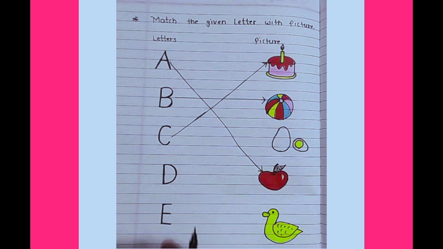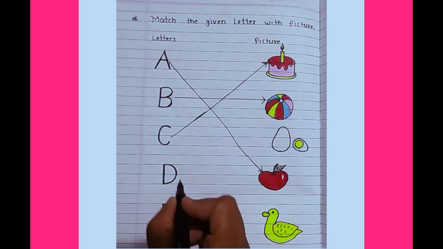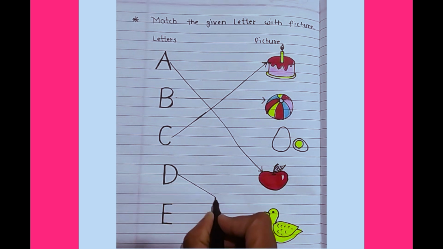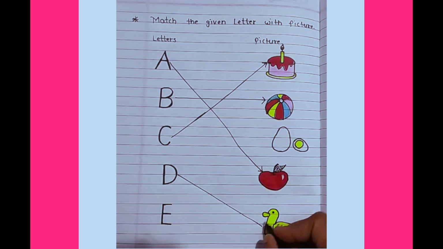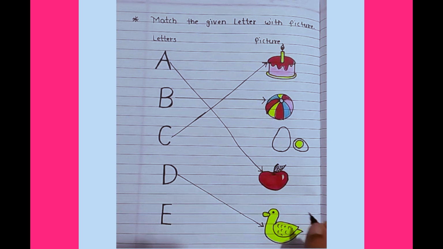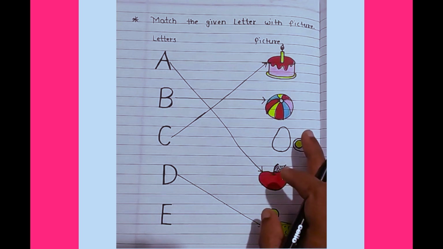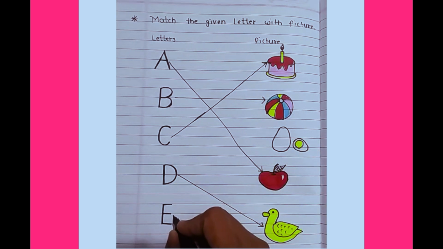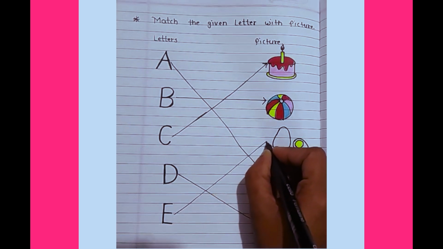Now next is D. D for duck. Here is the duck. See, yellow color duck is there. Then E for egg. Where is egg? Egg is here. Then match this E with egg.